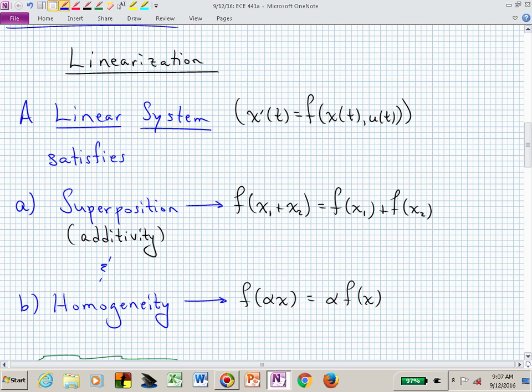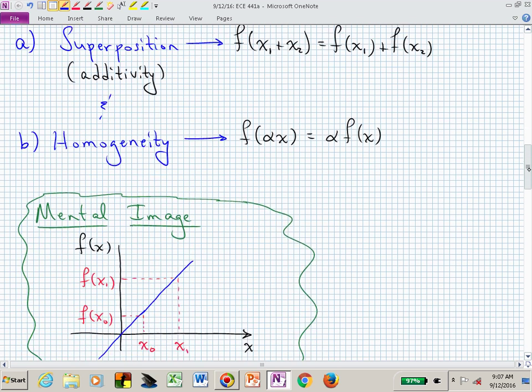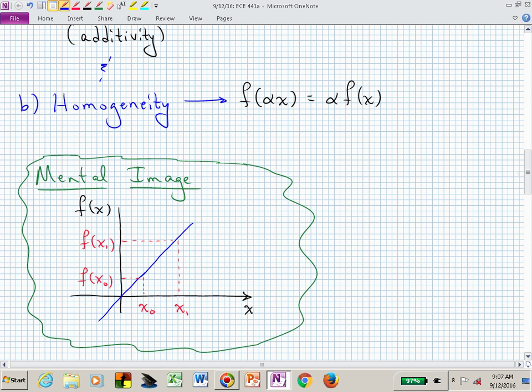And it should have a homogeneity property, meaning if you scale the argument, that's the same as scaling the output of the function of that argument. So additivity and homogeneity make a linear system. You probably already have this mental image of something that's linear. A function is linear if you can evaluate it at x naught. If you know the function, you can find f of x naught. If you select an argument x sub 1, then you know what f of x sub 1 is.